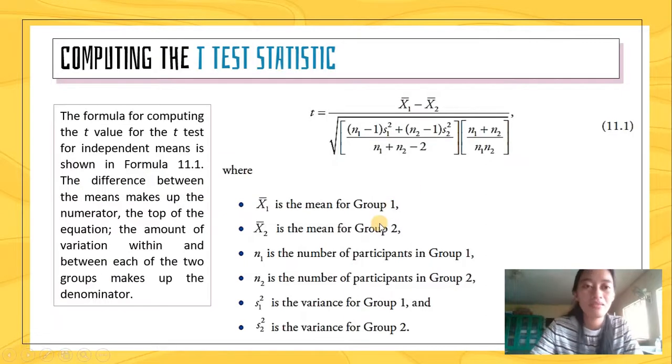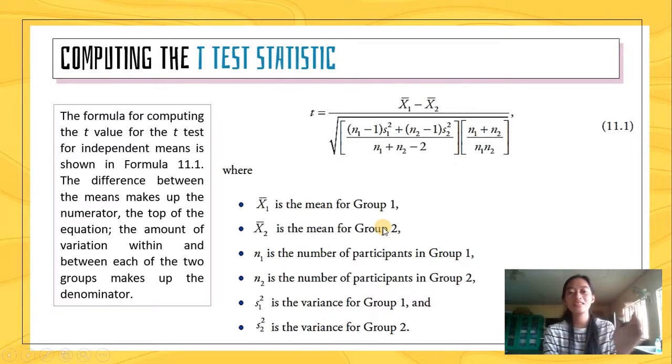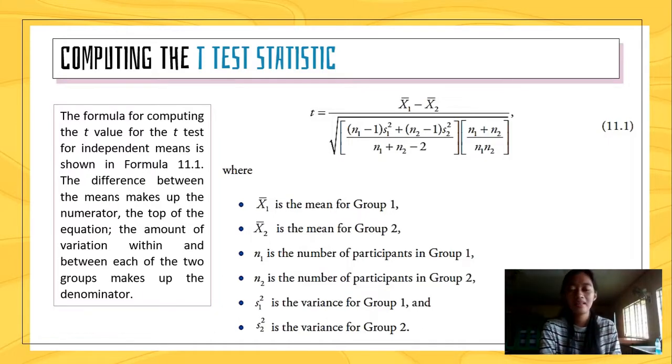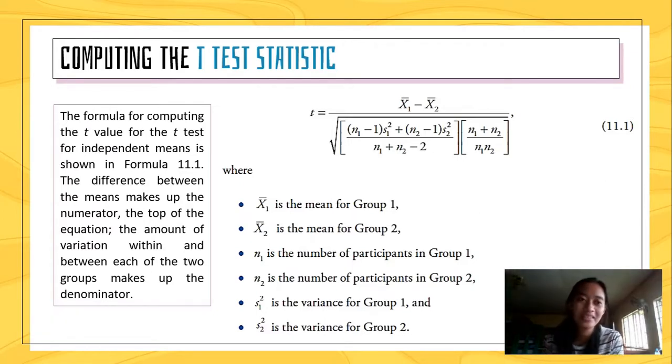So how do we solve for the test statistic? We can run programs for this, but for this SLHT, I encourage you all to solve it by hand so that mas maka-interpret mo, no? Kay naka-experience mo, nakakita mo na inani day ang sulod sa iyang formula and so on. So here now is our formula for computing the t-statistic. The formula looks like this, and we got this from a book. The formula for computing the t-value for a t-test for independent means is shown here. Formula 11.11 in the book that I got.